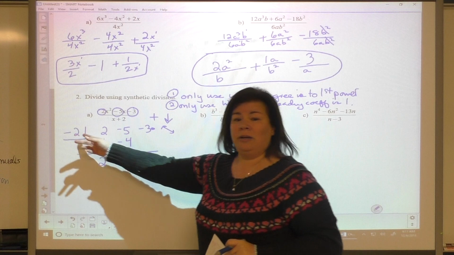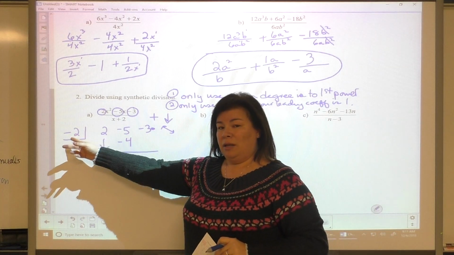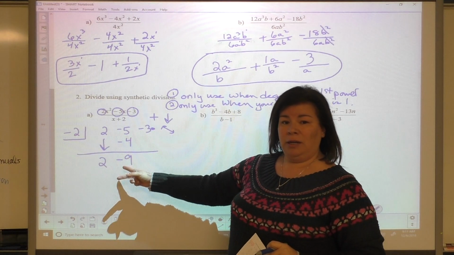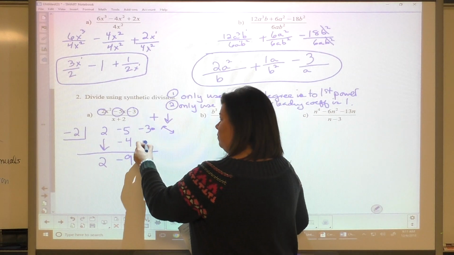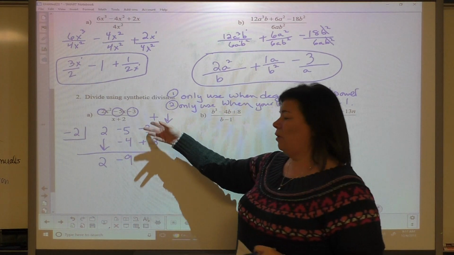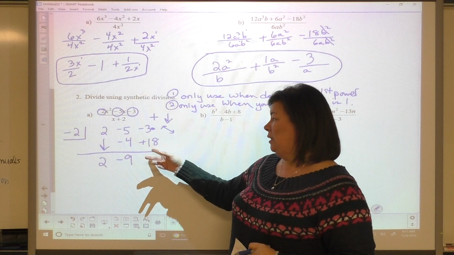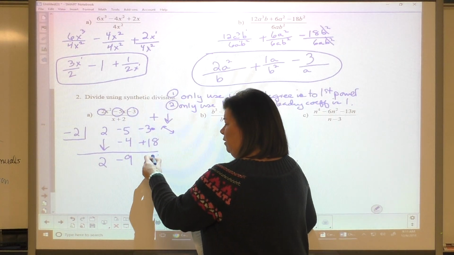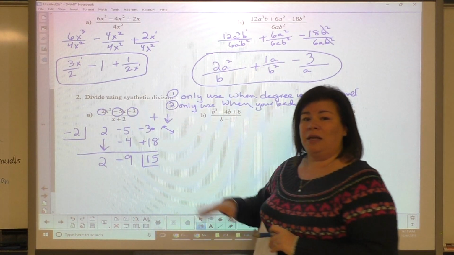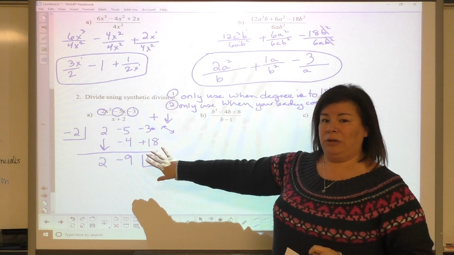And then on a diagonal, we're going to take that number. Negative 2 times negative 9 is positive 18. And here we're going to add straight down. Negative 3 plus 18 is positive 15. And we're going to put this answer in that little box here. This is actually a remainder.